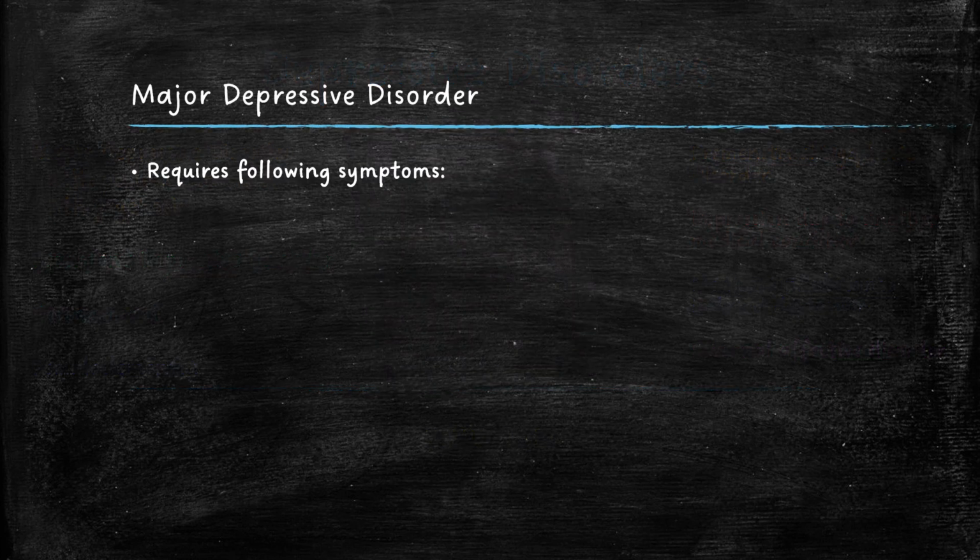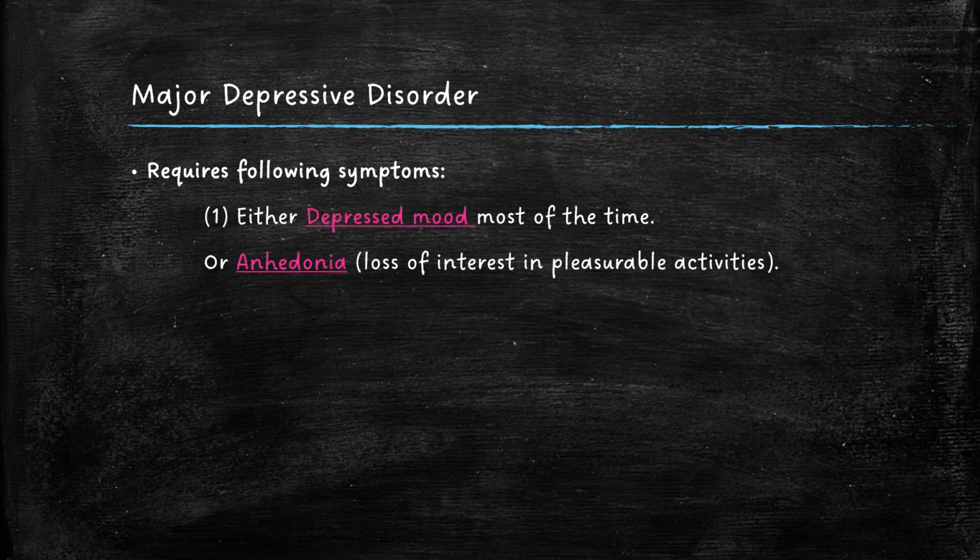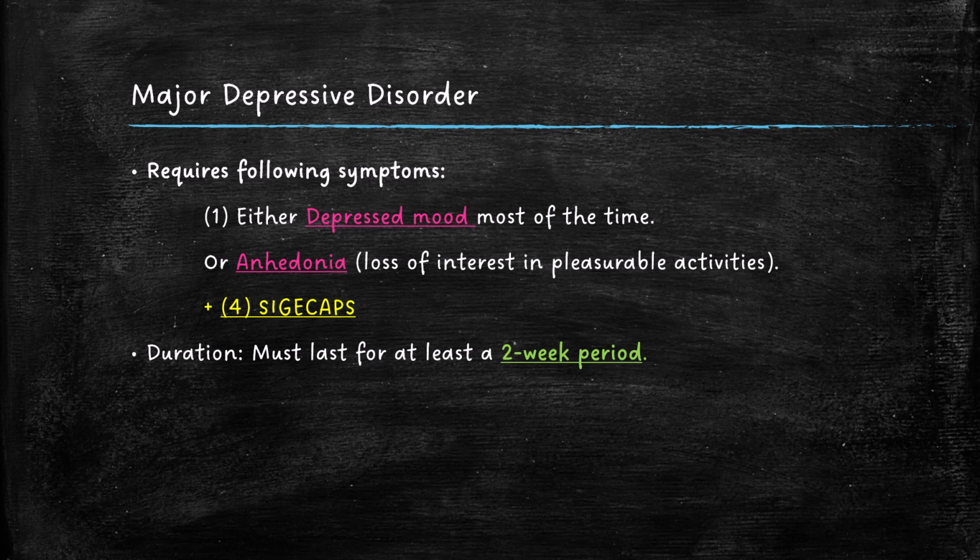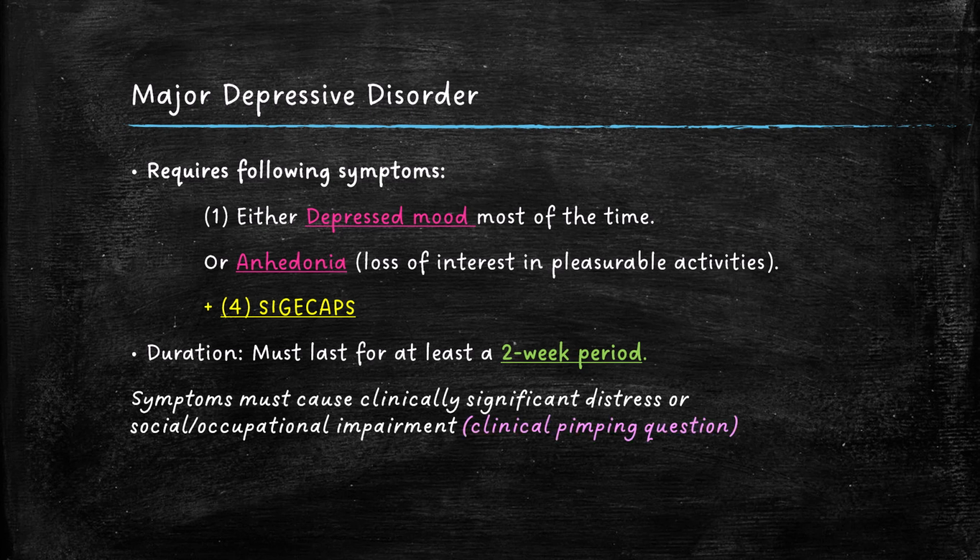Now, major depressive disorder requires the following symptoms. There must be either a depressed mood most of the time or a loss of interest most of the time, in addition to 4 of the SIGECAPS, which we'll talk about in a little bit. The duration must be for at least a 2-week period. Pay attention to the timelines of these depressive disorders because the test makers like to test on timelines. So at least 2 weeks, a depressed mood or a loss of interest plus the 4 SIGECAPS.